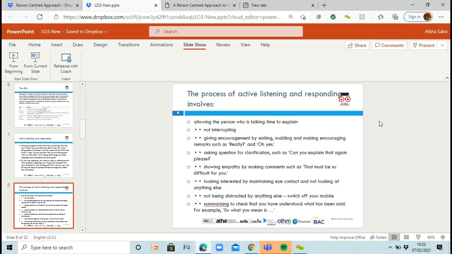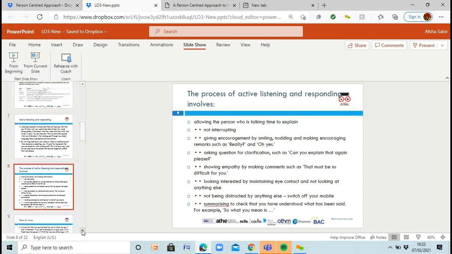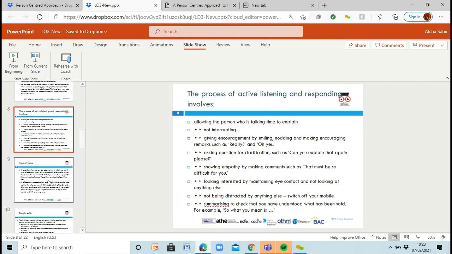So, in the end, once you've listened to what they've said and you're summarizing, just make sure that you know what's been said. So then you can say, so what you mean is, and then just clarify what they've said in a couple of sentences. And then they'll go, yes, that's right. Or they'll say, no, that's not what I meant. And then you'll have clarified and they'll know what has been conveyed.